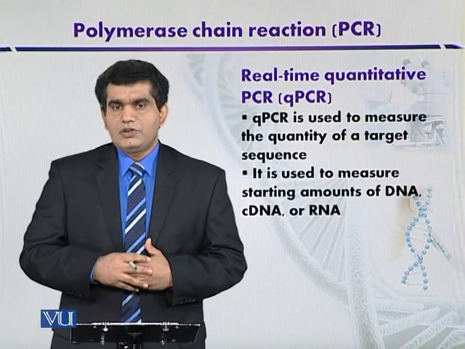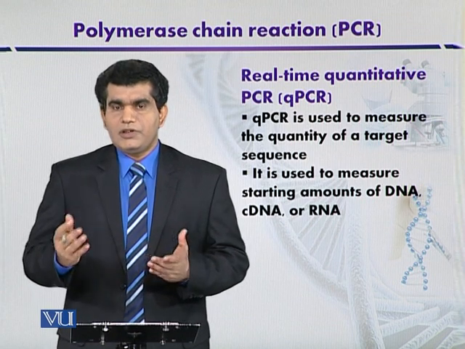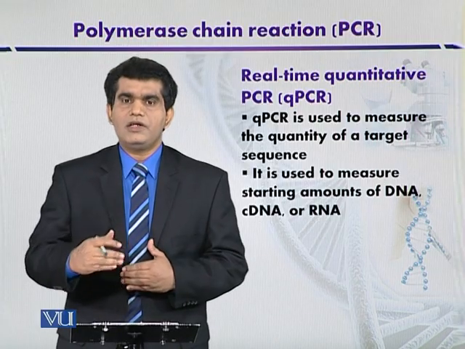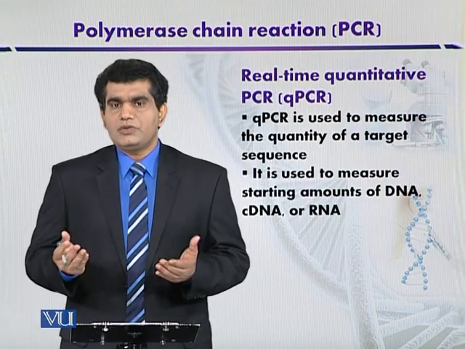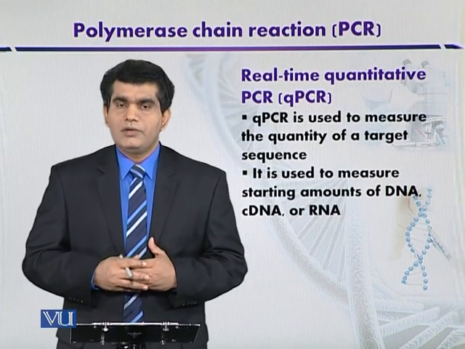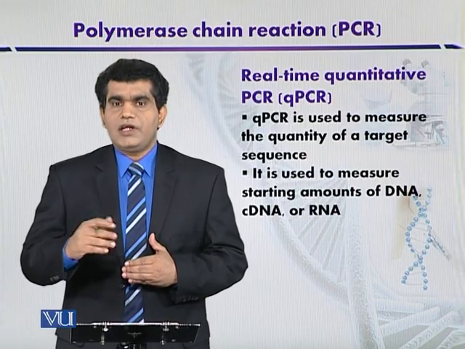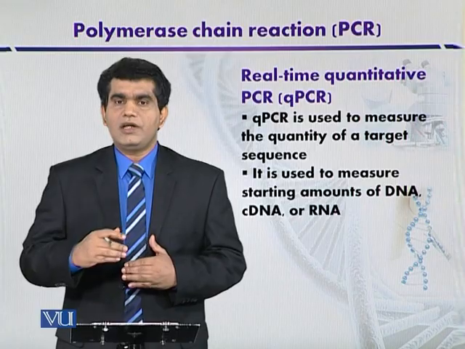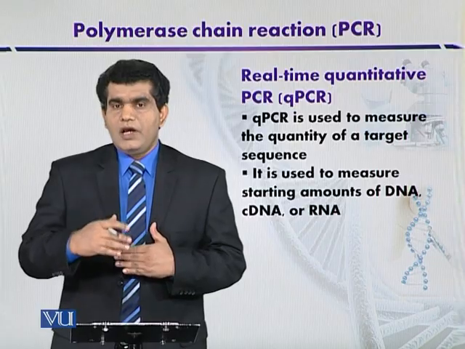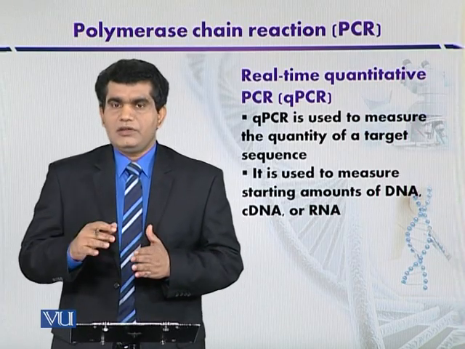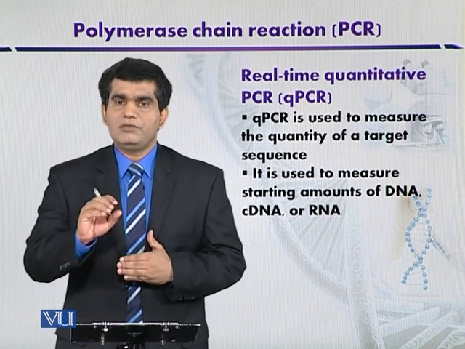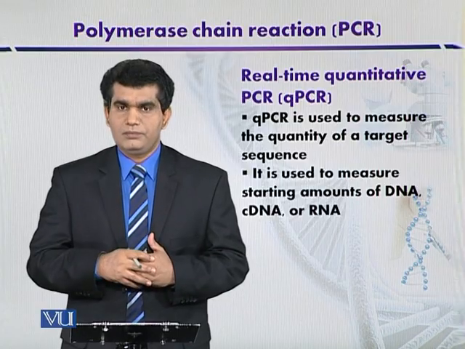So this approach to calculate the DNA molecule after a particular number of cycles was first used by Higuchi and co-workers in the early 1990s. They used a chemical which is called ethidium bromide. If you remember, ethidium bromide is an intercalating agent. It can intercalate between the nucleic acid bases, and after intercalation, it can even give fluorescence. So it is highly specific to bind with the double-stranded DNA molecule.